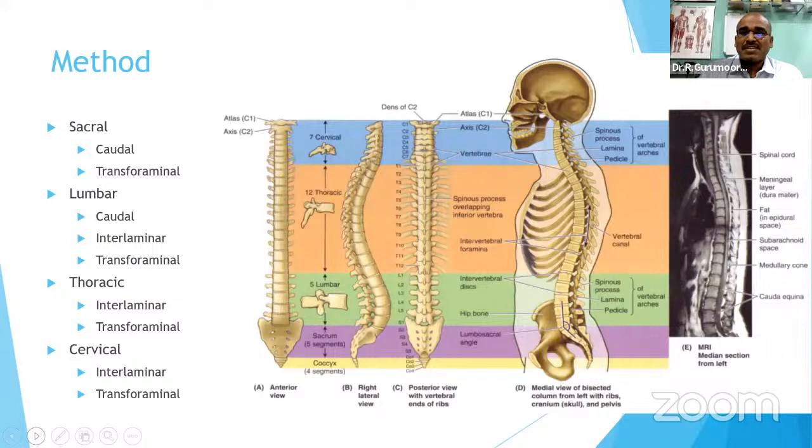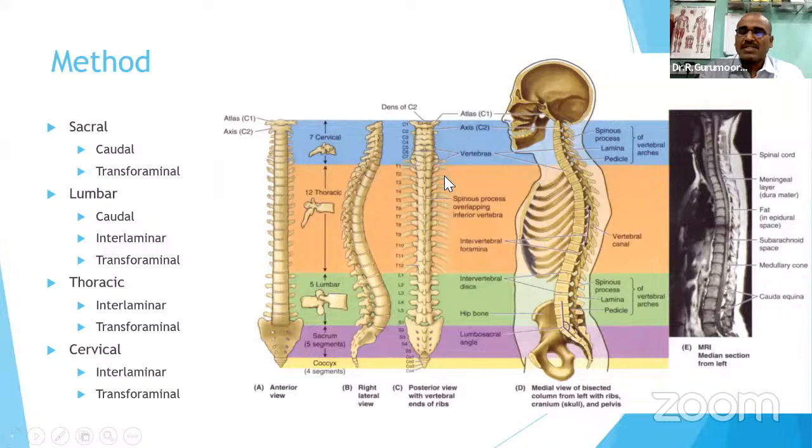So we have four regions: sacral, lumbar, thoracic, and cervical. If you look at the sacral, there are two options we do: we can do transforaminal or we can do caudal. For example, if it is the lumbar region, we can do interlaminar, caudal, and transforaminal. In case of thoracic, we can do interlaminar and transforaminal. It's a really difficult thing to do in thoracic. But in case of cervical, the options are interlaminar and transforaminal. These are the options available.